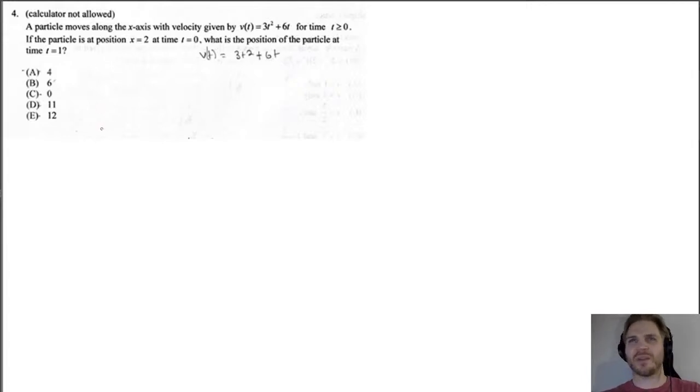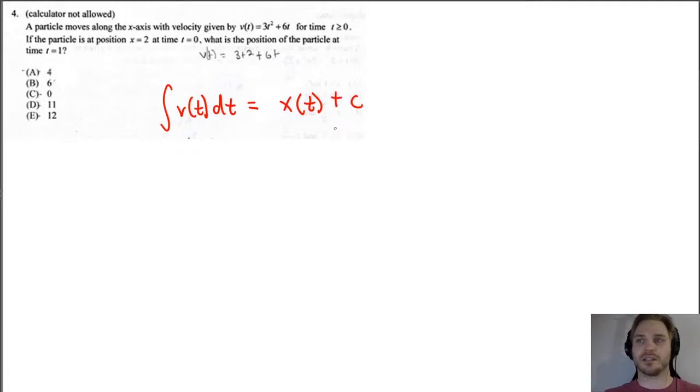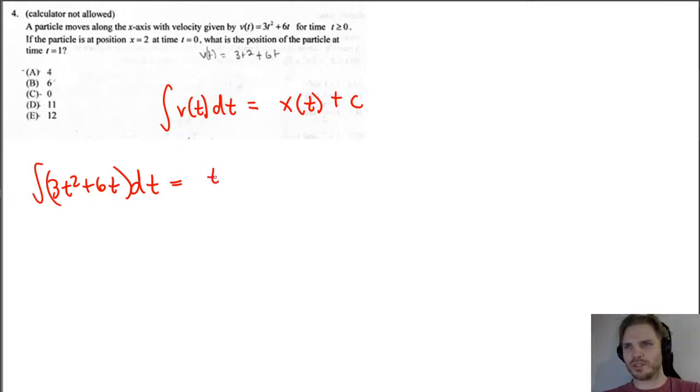Yeah, I don't know if you know integration yet, so that makes this kind of tough. But so the integral of v of t dt is going to be equal to the position function plus some constant. Okay, we can actually find that. So let's take the integral of this thing. 3t squared plus 6t dt is going to be equal to t cubed plus 3t squared plus c. So this is the position function.